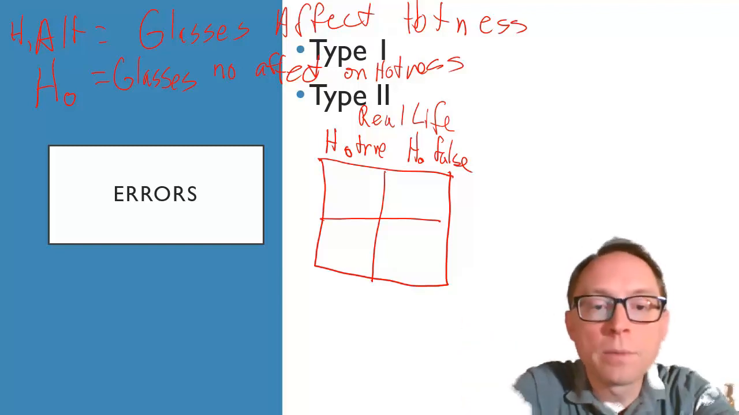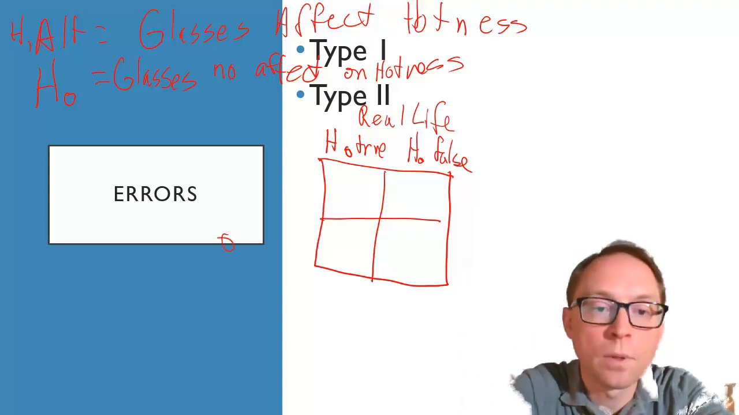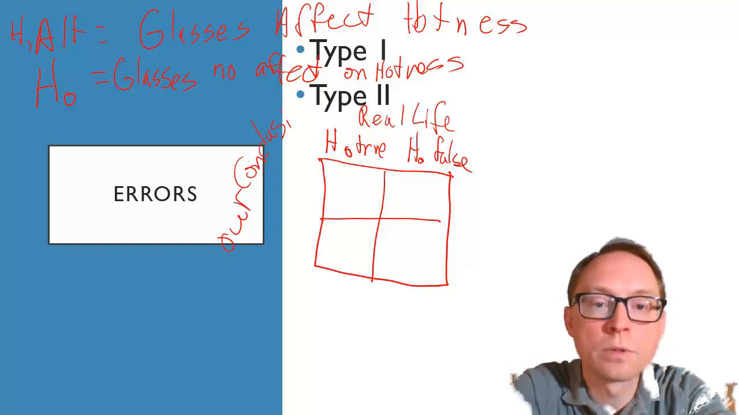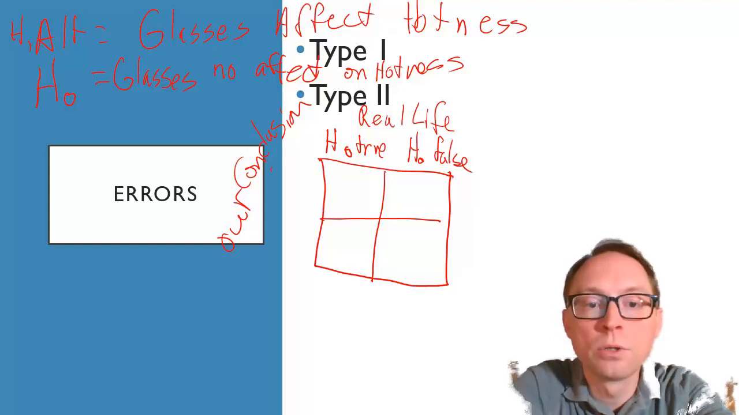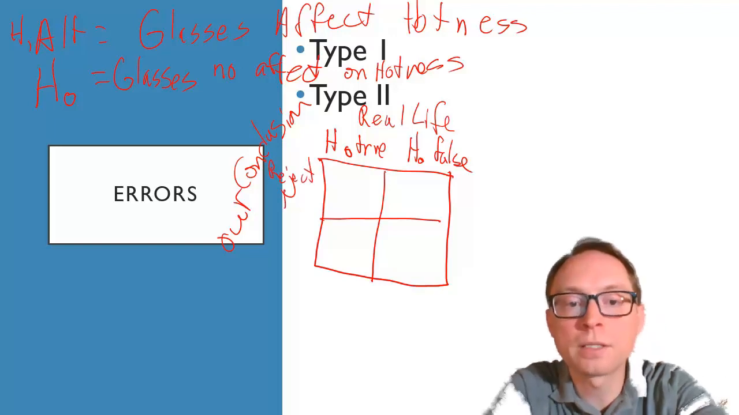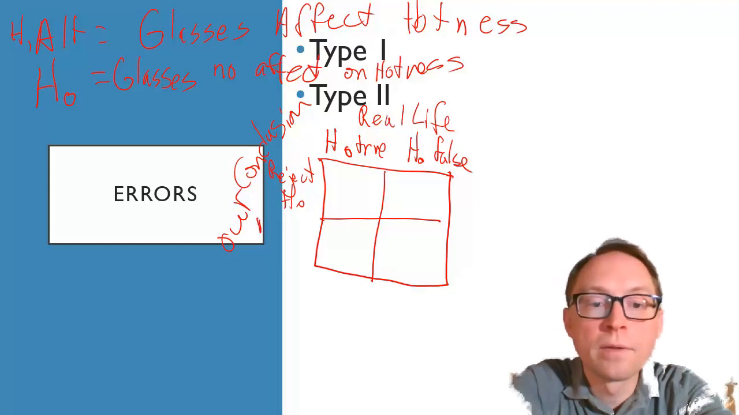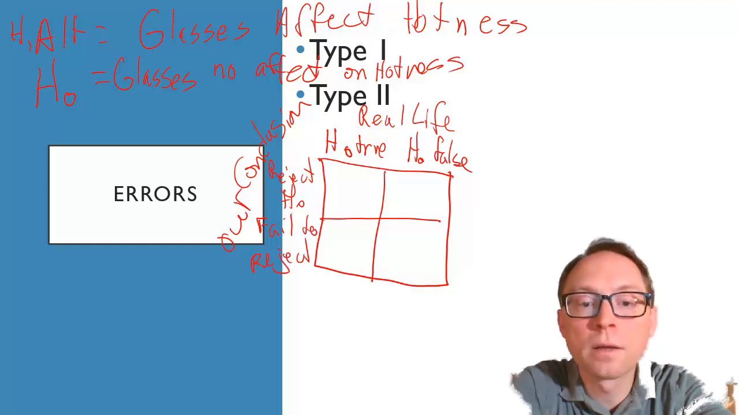Instead, we come to our own conclusion based off of our own study. Our conclusion, which is going to be the rows here, is either going to be to reject the null, that says reject H sub 0, or fail to reject the null.